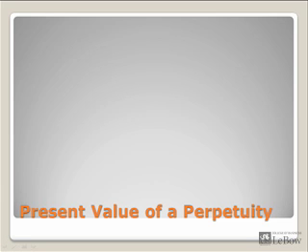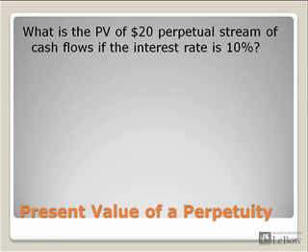Okay, now let's take a turn and look at something called the present value of a perpetuity. The question we want to ask here is, what if the payment continued indefinitely? Preferred stock, for example, pays a constant dividend forever. So how do we find what that stream is worth in today's dollars? Let's present an example to help us learn how to do this.